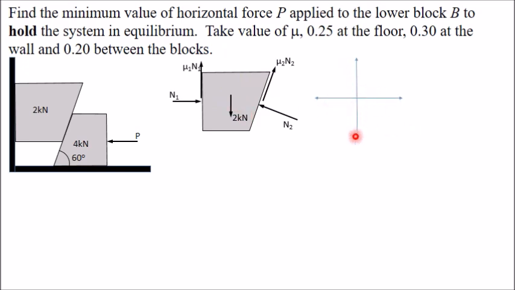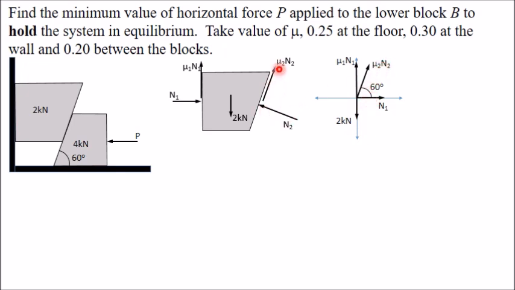I have drawn the x and y axes for simplification. We draw all these forces on these axes. This is N1 and this is mu1 N1, and the 2 kilonewton weight is directly drawn. Now the angle of N2 and mu2 N2. You can see that mu2 N2 acts along this surface, and this surface makes 60 degrees from the horizontal. So mu2 N2 will make an angle of 60 degrees from the x-axis. I have drawn this 60 degrees.